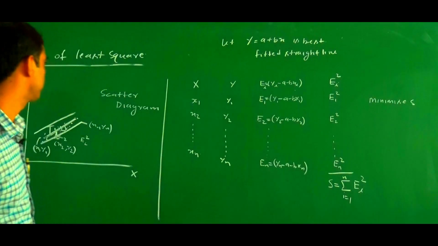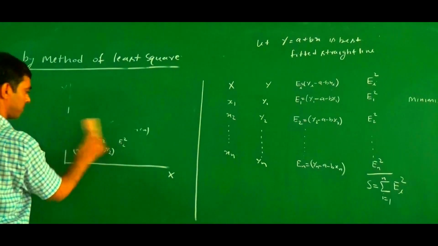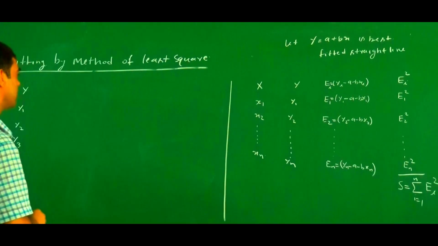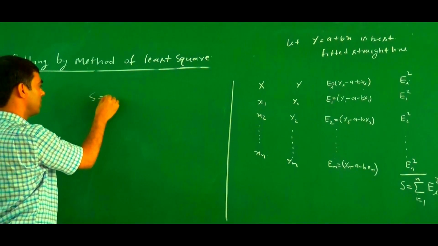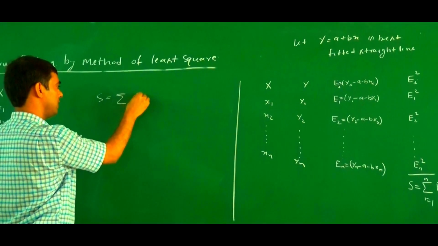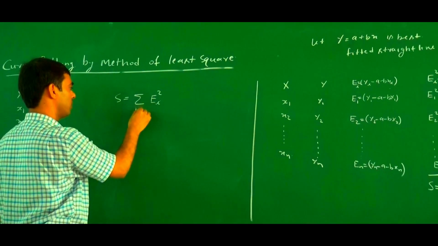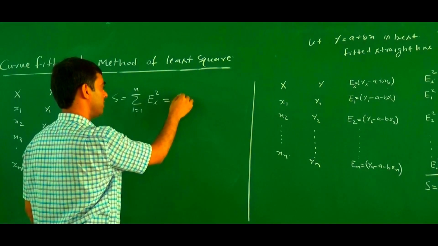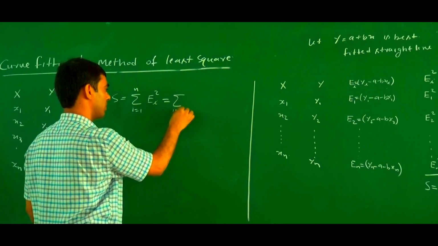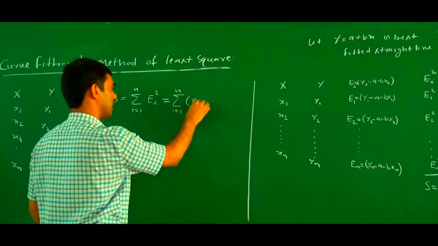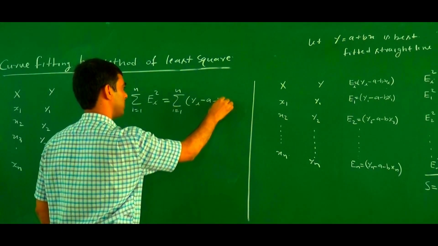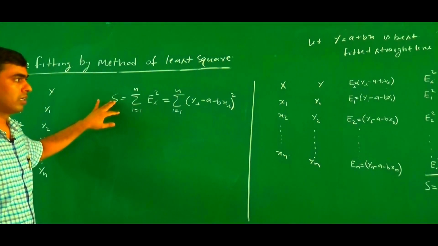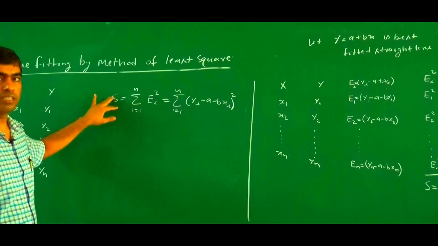How do we minimize S? S equals the summation of ei square, i equals 1 to n. And if we write in terms of a and b, this becomes the summation i equals 1 to n of (yi minus a minus bxi) whole square. So our aim is to minimize this.